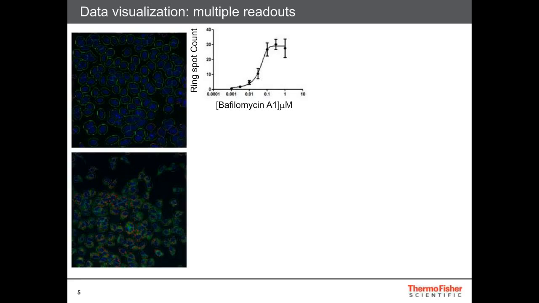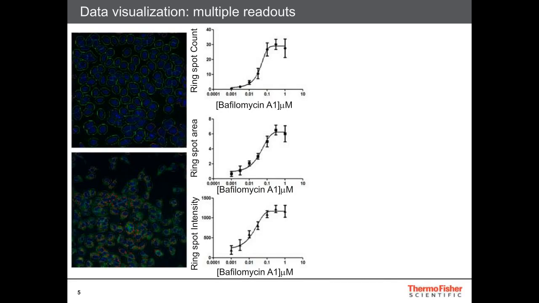It alkalizes lysosomes, inhibiting autophagic flux, and so we see accumulation of autophagosomes within the cell. There are a number of different readouts that we can take, and this is incredibly important to remember. Here we can look at ring spot counts, the number of spots present in that cytoplasmic ring. We can also look at the area and indeed the intensity of the LC3B staining.